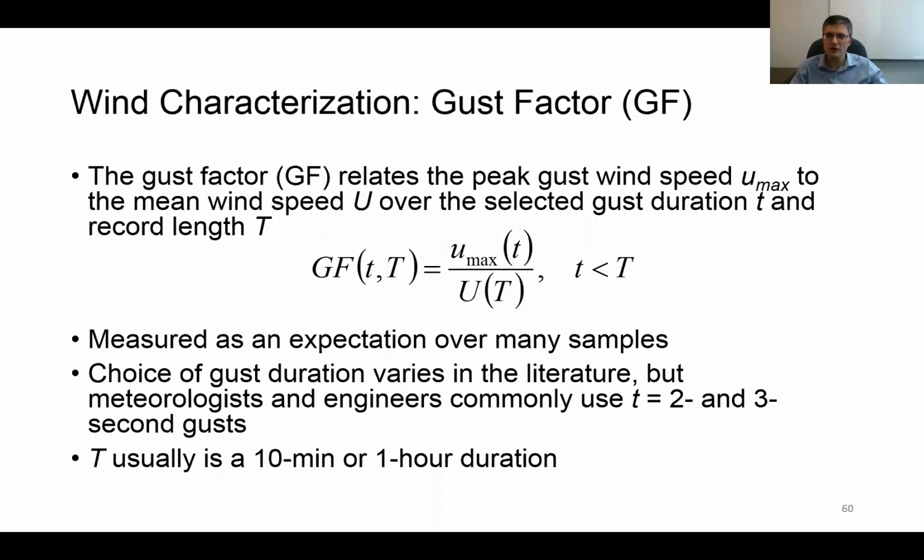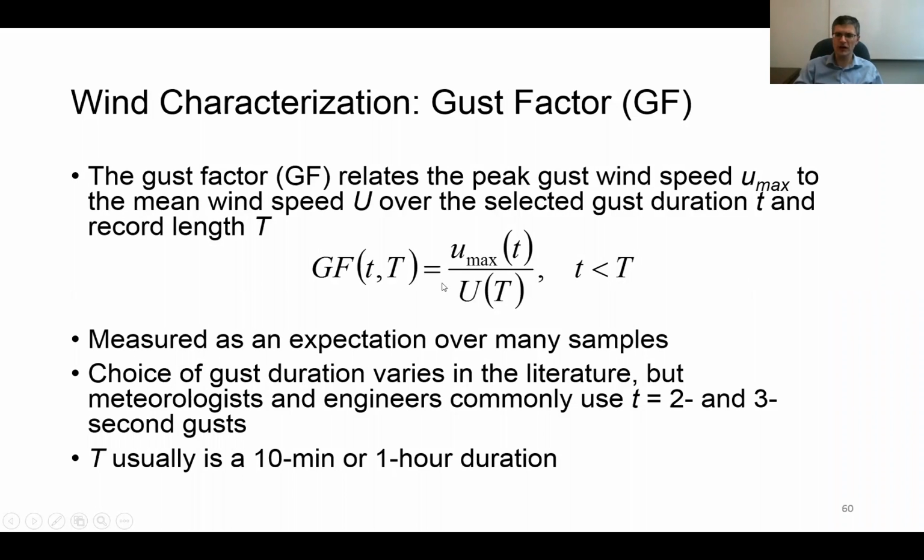So I'm going to move on to another major categorizer of the behavior of wind speeds called the Gust Factor. This is nothing more than the ratio of the peak wind speed observed at a certain gust duration, little t, over the mean wind speed over an entire observation period of capital T. I'll show you a picture that makes more sense of it. It's typically actually an expectation over many samples and not just one sample of a peak and a mean.